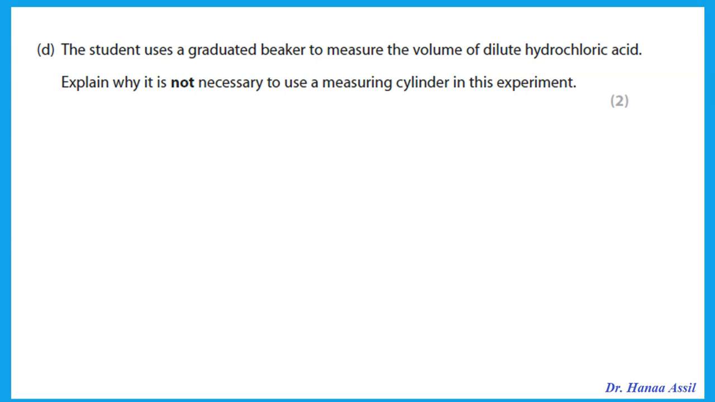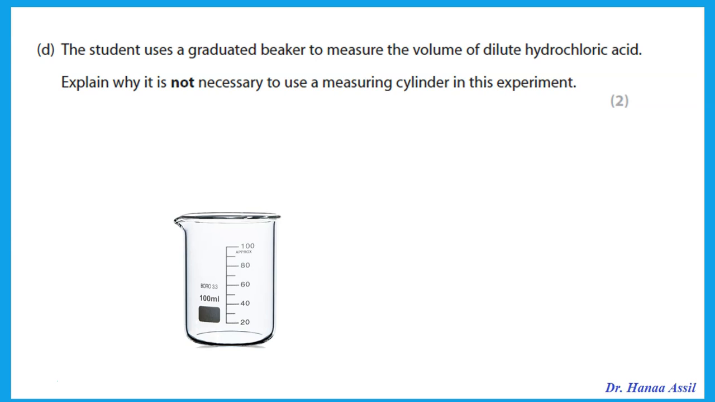The student uses a graduated beaker. What's a graduated beaker? Just a beaker that has some graduations on it. Usually we don't use a beaker to measure volumes because it's not really very accurate at all. We could use a measuring cylinder, which would be more accurate, or if we need something that is really accurate, then we need a pipette or a burette.